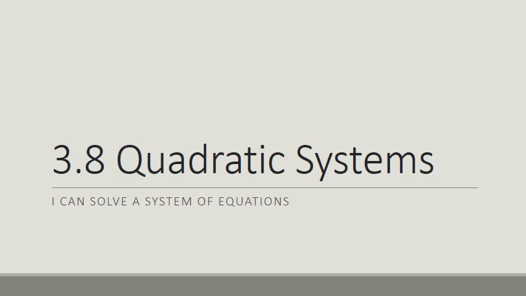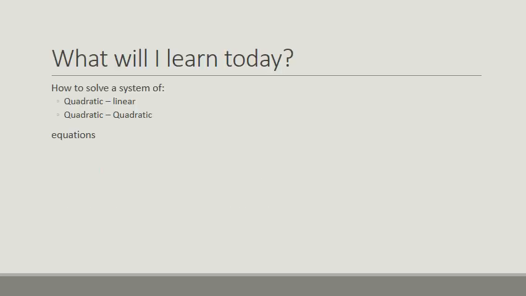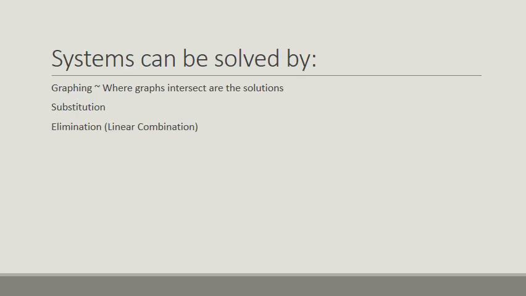Today we're going to look at quadratic systems. In algebra, you learned how to solve linear systems, and this year we're going to learn how to solve linear and quadratic systems. So remember that systems can be solved by graphing, and wherever the lines intersect will be your solution. They can be solved by substitution and by elimination, and we're going to look at all three of those in this lesson.